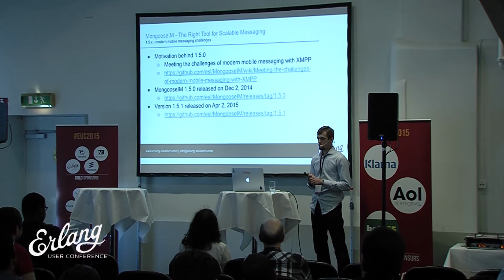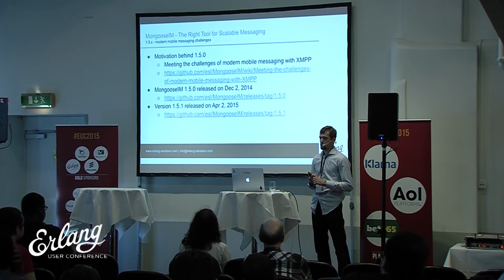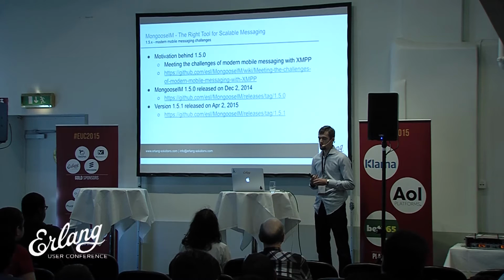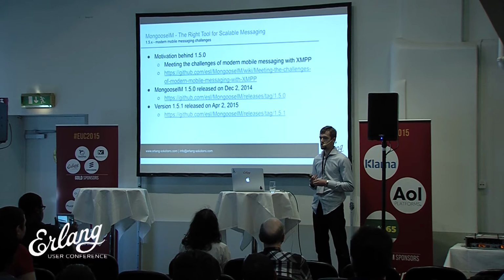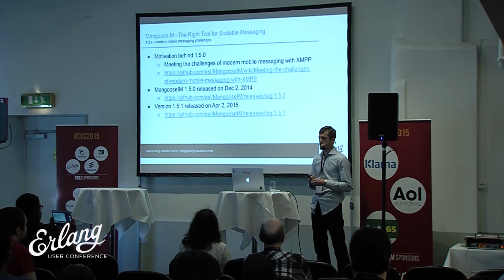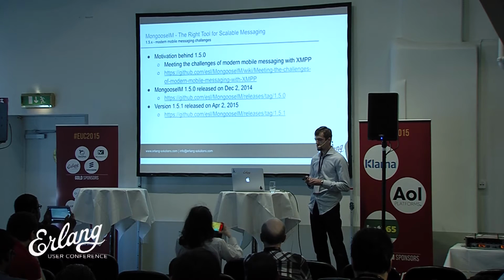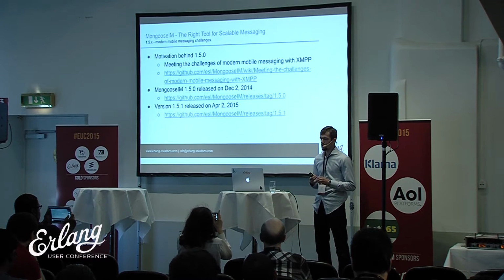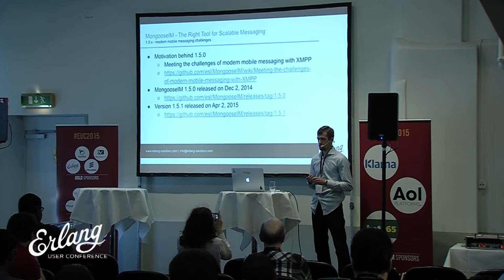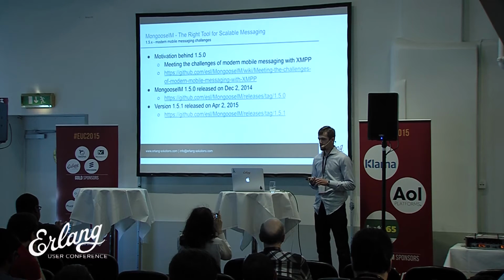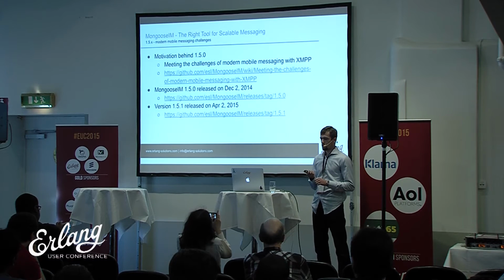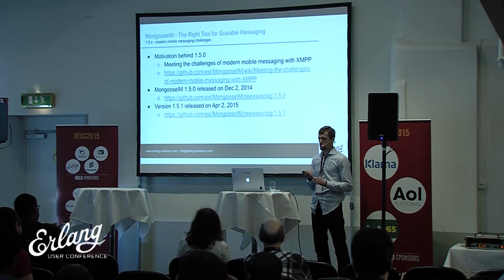Not so long ago, like half a year ago, we released the Mongoose version 1.5, and the motivation behind this version was meeting the challenges of modern mobile messaging with XMPP. We have a very good article about this on our wiki page. Here is the link. In April, we released some small bug fix release. And now I'm going to tell about the challenges for modern mobile messaging.